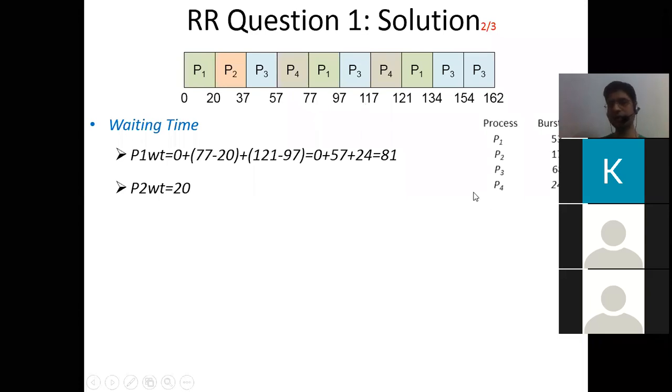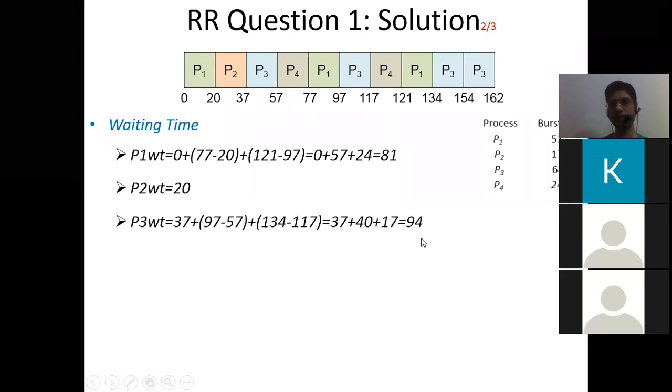Rajiv has a different answer, that is 94. Aparna is also saying 94. Why Ayush, you are having 114? Everyone is saying 94. Let's see. Yes, we are having 94.